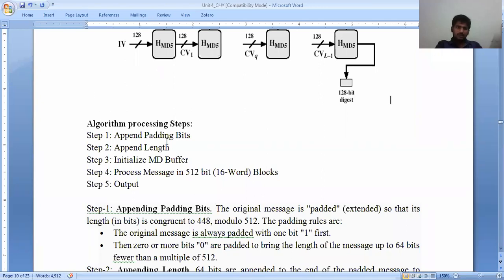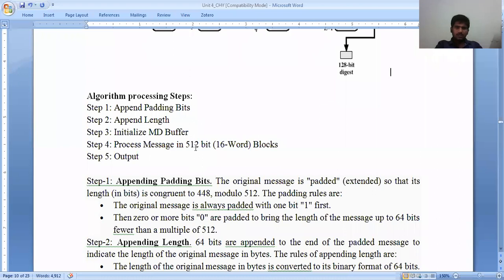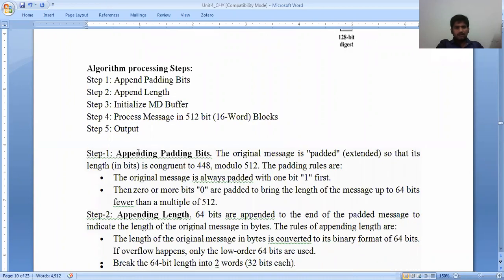The steps are: appending padding bits, appending the length, initializing the MD buffer, and processing the message in 512-bit blocks of 16 words, then output. Appending padding bits: the original message is padded, extended so that its length in bits is congruent to 448 modulo 512. So you know what modulo 512 is?